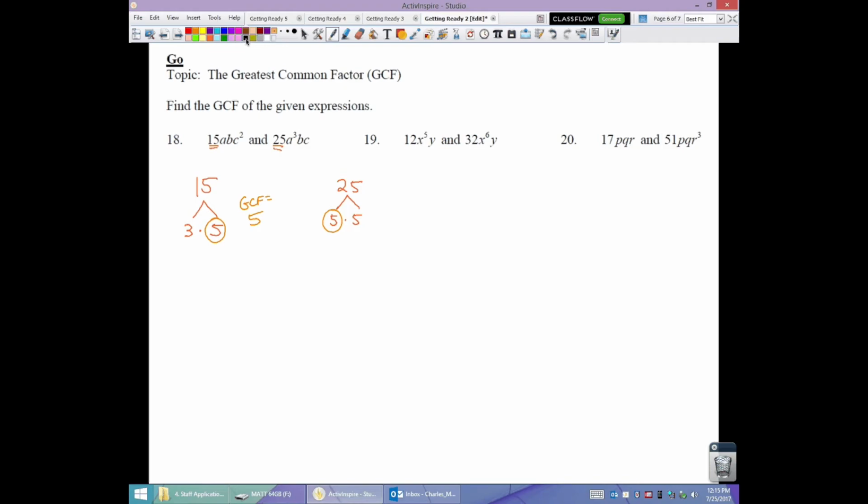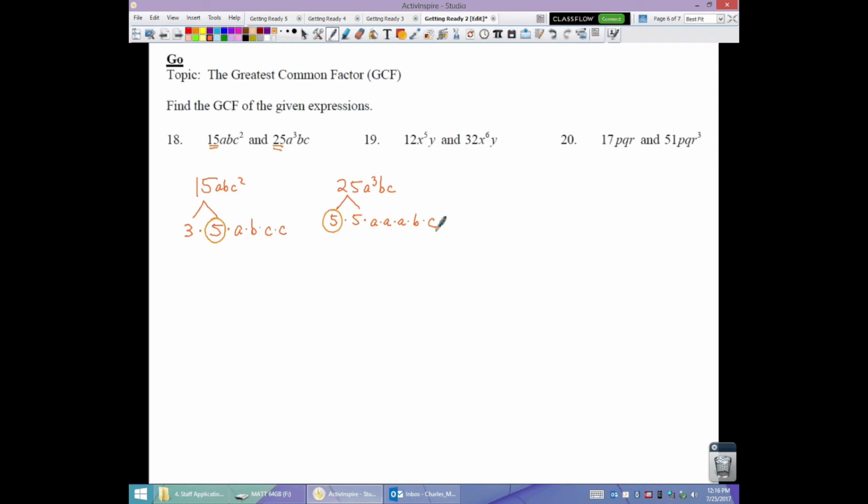Well, all we're going to do in addition to that now is throw some variables on here. So if this 15 also was multiplied by a, b, c squared, then this bottom row, my prime factorization, would also include an a, b, c, and a c. A, b, c squared means a times b times c times c. The 25 has a cubed, b, c. So when I break that down to what it really means, that's a times a times a times b times c.